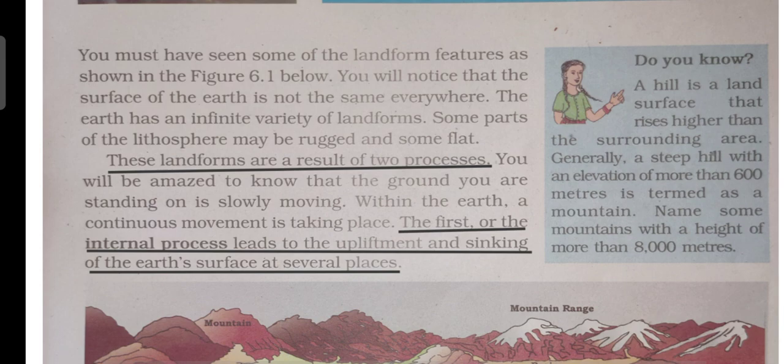And children, some parts of lithosphere. Lithosphere means land. So at some places the land may be rugged. Rugged means uneven. So at some places the land may be uneven, and at some places the land can be flat also. Now let us read the second paragraph.